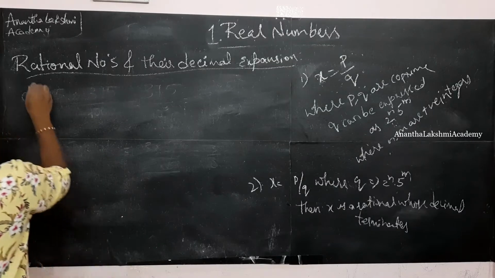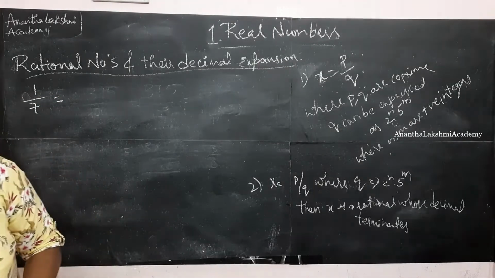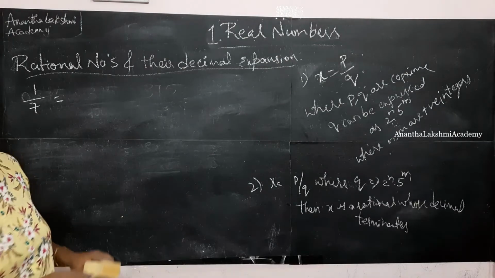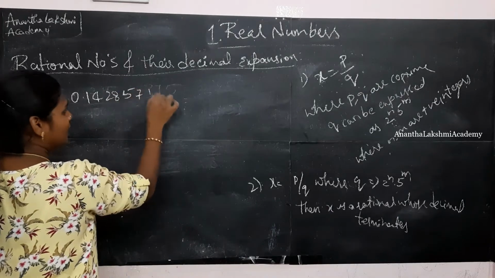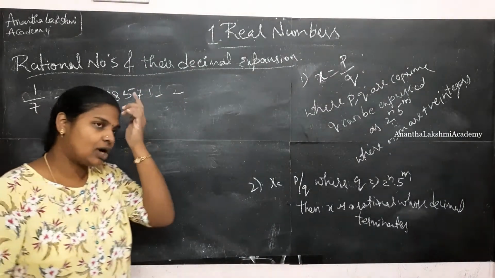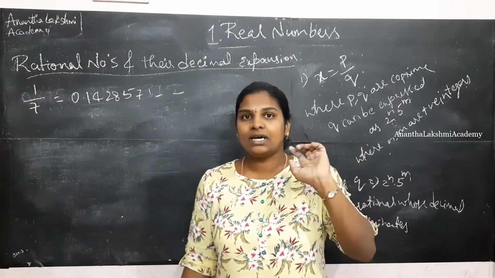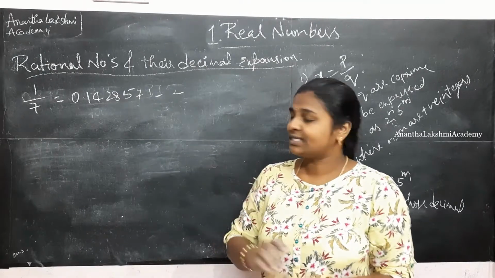Consider the example of 1 by 7. You know what 1 by 7 is? It is given in the textbook as 0.1428571, and it goes on. When we were discussing rational numbers, we saw that one kind was non-terminating and repeating. This is of that kind.